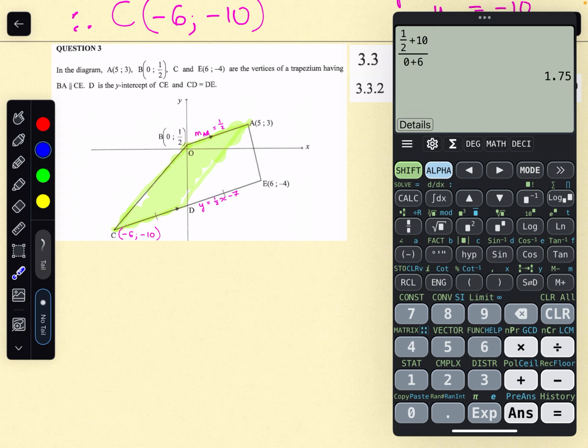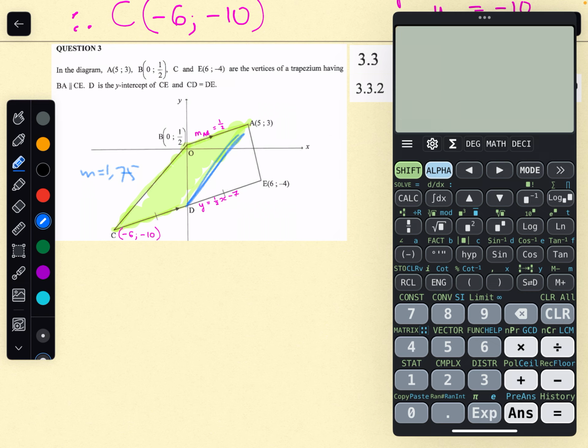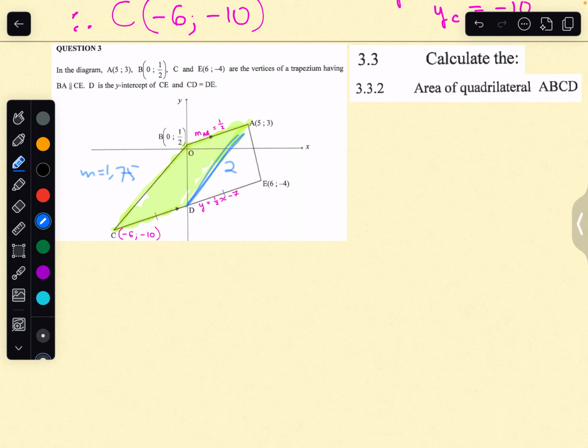and then 0 minus 6. Oh, look at how clever this little calculator is. So the gradient here is 1.75, and then let's work out the gradient of this guy. So that's going to be 3 minus -7 over 5 minus 0, which is 2. So no, they are not parallel, so never mind that idea. Okay, so then it's kind of maybe back to the triangles idea. Nope, not feeling it. So I think I'm going to go with the original plan.